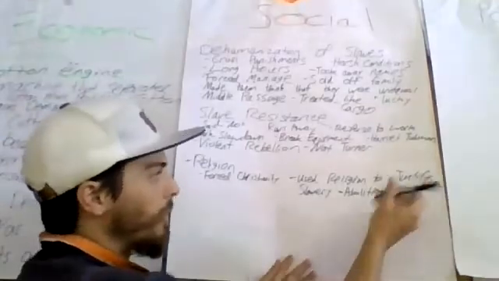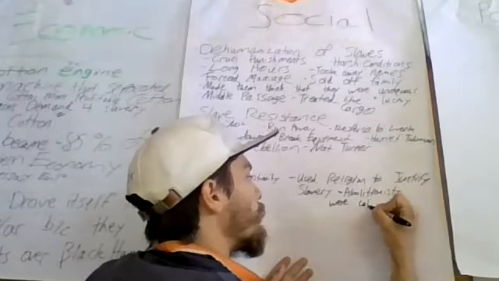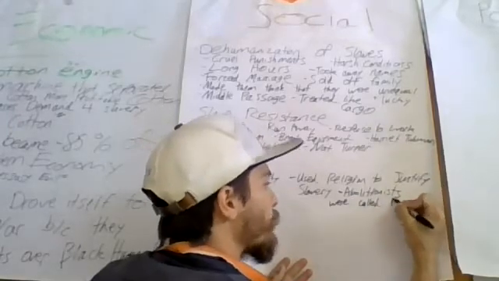So they used religion to justify slavery, and abolitionists were called bad Christians.